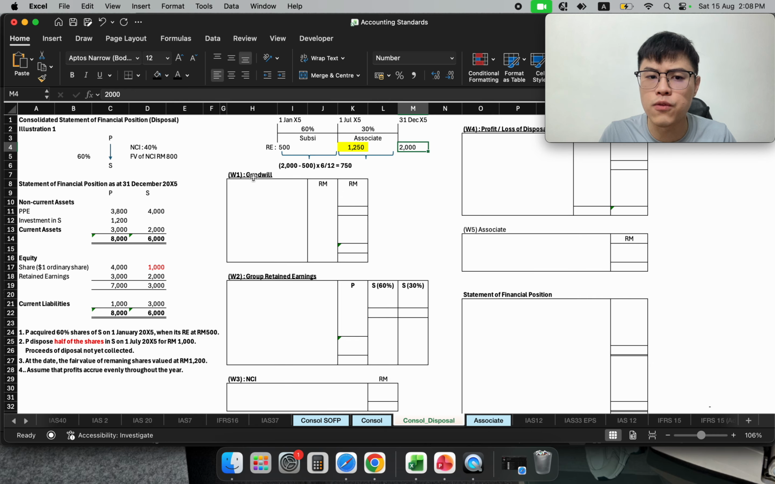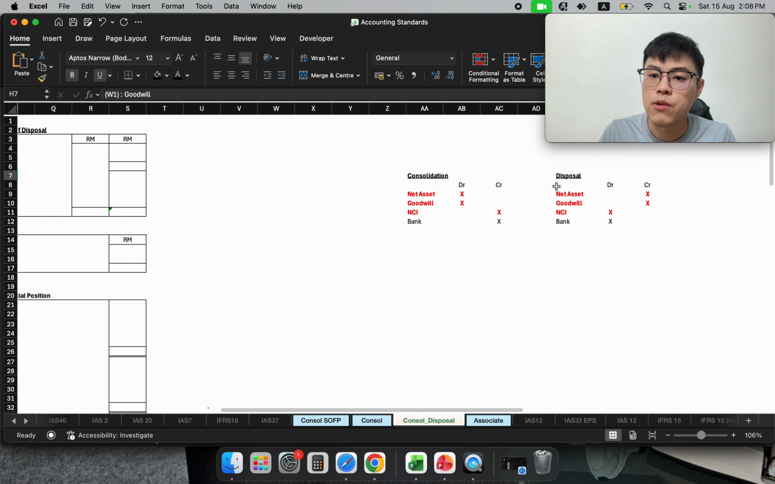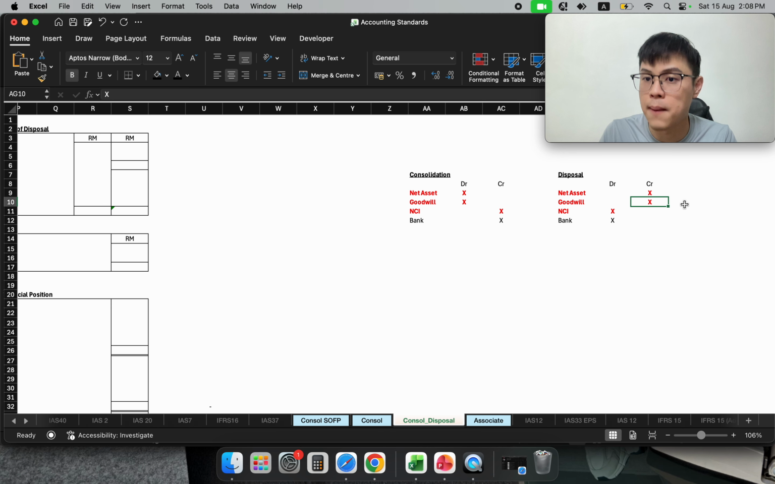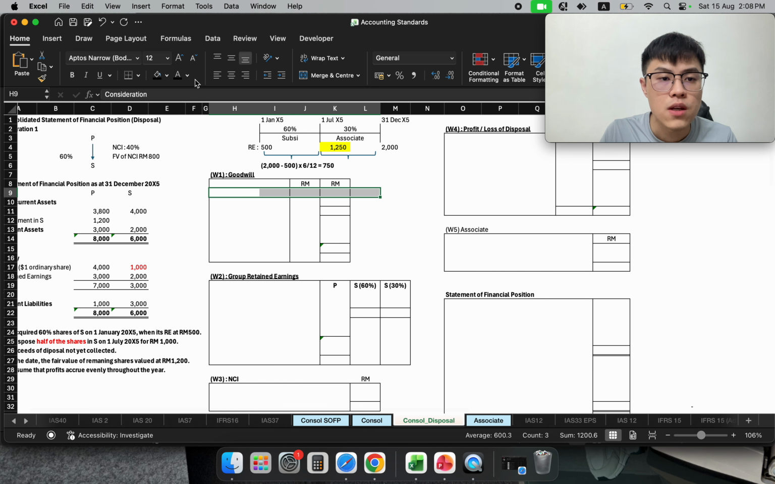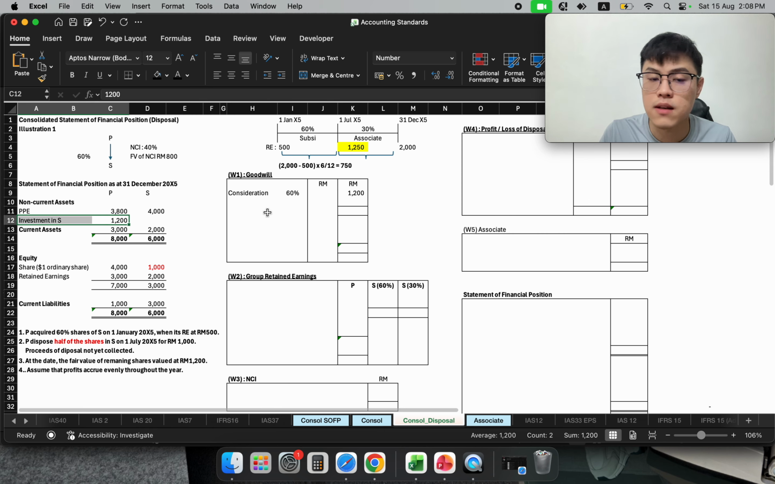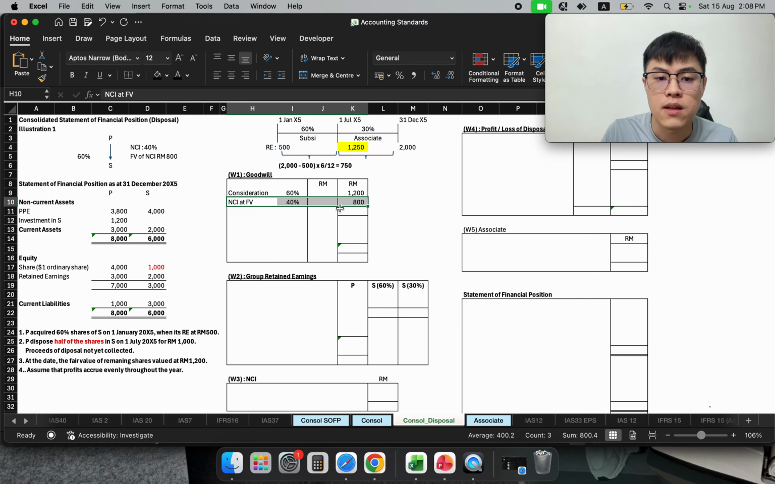Now, let us calculate goodwill. It is important for you to still calculate goodwill at the disposal date because you are required to de-recognize your goodwill. You need to know what the amount is. So, same thing, goodwill: consideration 1,200, over here investment in S, NCI measured at 800, so total 2,000. And we are going to minus our net assets. So net assets here, we have 1,000, which is their shares in the subsidiary, and the pre-acquisition retained earnings 500. So the total net assets will be 1,500, and your goodwill will be carried at 500. So this is the goodwill.